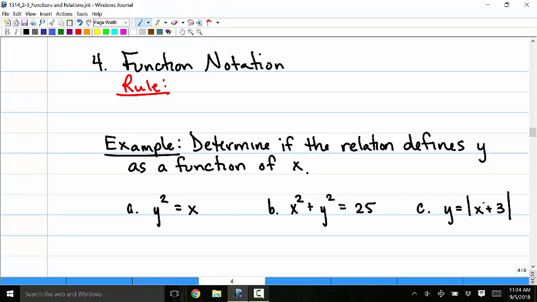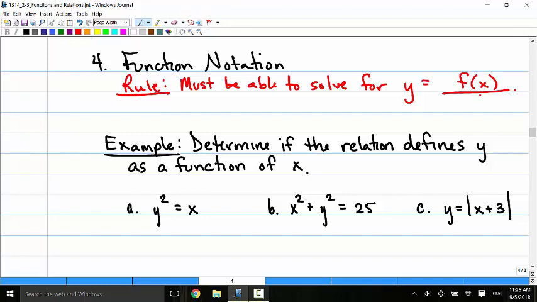Okay, what if the relation is given to you in the form of an equation? For example, y squared equals x. How do you know if that equation represents a function or not? The rule. To be a function, you have to be able to solve for y explicitly. Must be able to solve for y equals something. And actually that something has to be just a function of x.